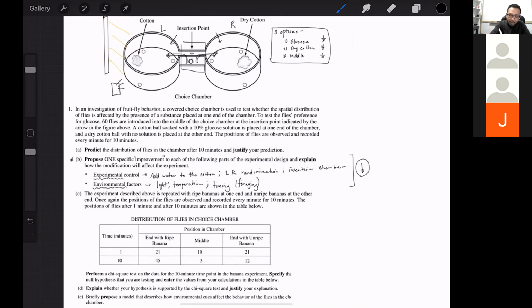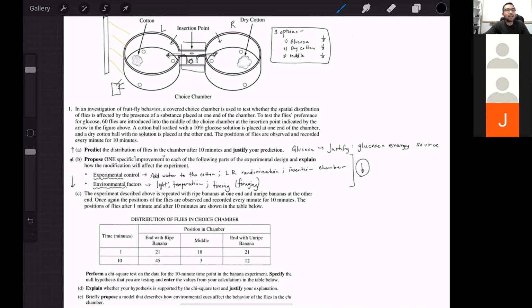All right, so now let's go back to A, and then we'll go back to C, because I think C here is going to be the chi-square that we're going to focus on the most. In A, I think everyone did pretty well. The distribution of the flies in the chamber after 10 minutes, we're assuming that there are going to be more flies in the glucose area. And when you justify this answer, it's rather simple. All you have to say is that glucose is an energy source, and of course, as an energy source, it is sought out by organisms.